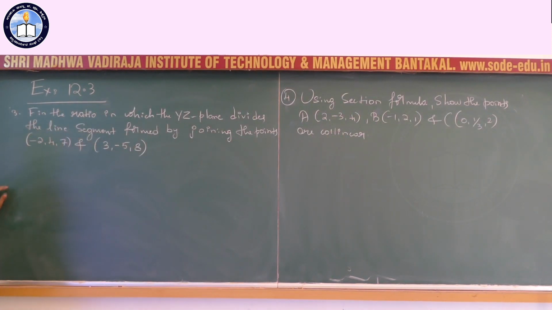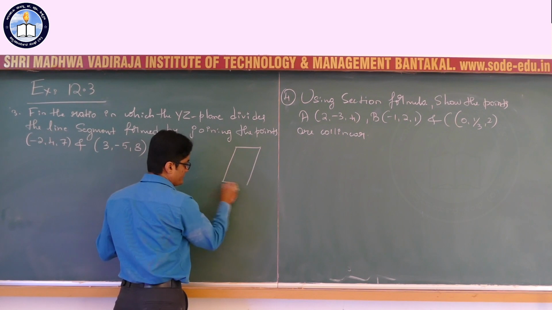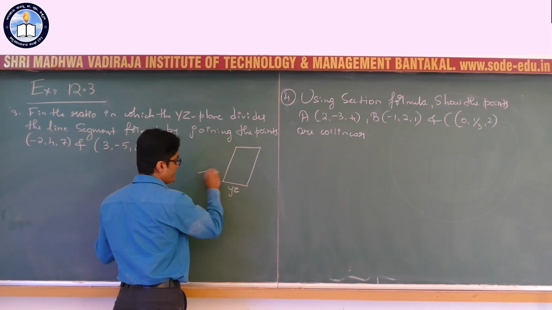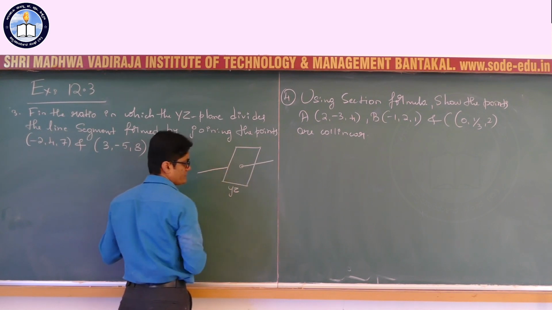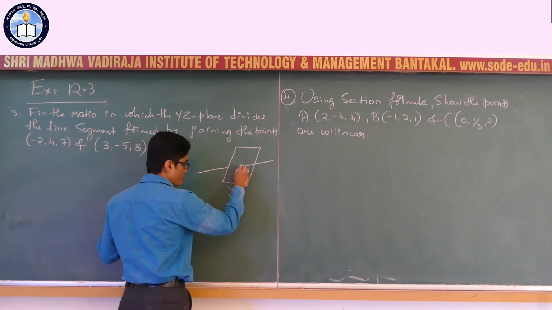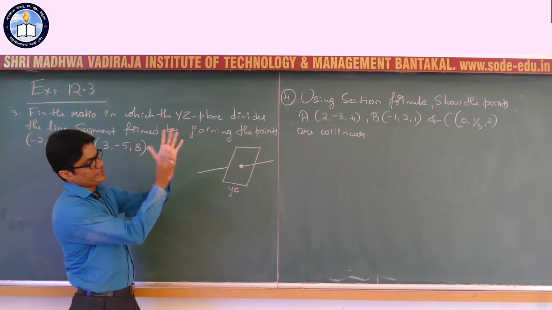So third question. Find the ratio in which the YZ plane divides the line segment formed by joining the points minus 2, 4, 7 and 3, minus 5, 8. Here the line passes through the plane. Suppose this is considered a YZ plane. A line passes through a plane. When a line passes through a plane, it will meet at a single point.